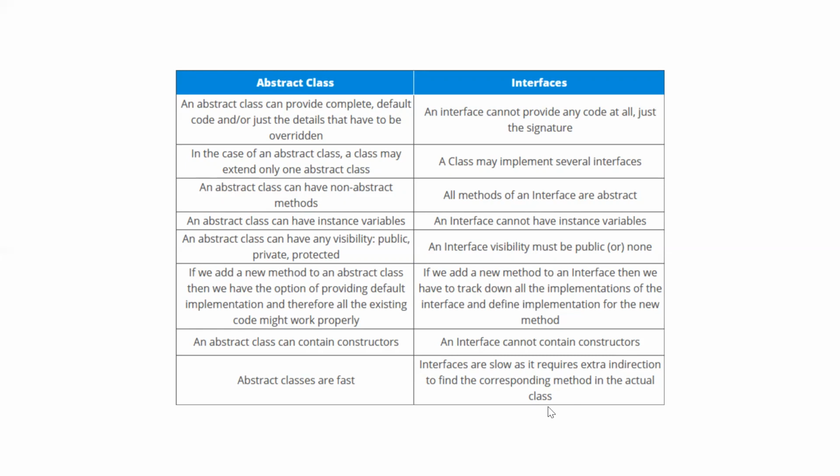Generally, an abstract class can contain constructors and an interface cannot contain a constructor. Abstract classes are very fast. Interfaces are slower because you need to implement every method declared in the interface. Whereas in abstract classes, you need not implement everything. In interfaces, you have to implement every method.